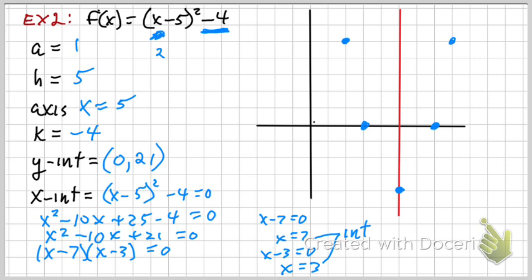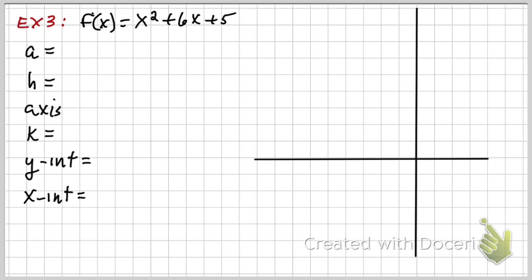Now, the nice thing about these last two examples is they were in the vertex form, where I could find h and k pretty easy, just by looking, basically. Let's see what the next one holds for us. Unless somebody has a question. They're not always going to be in that form.